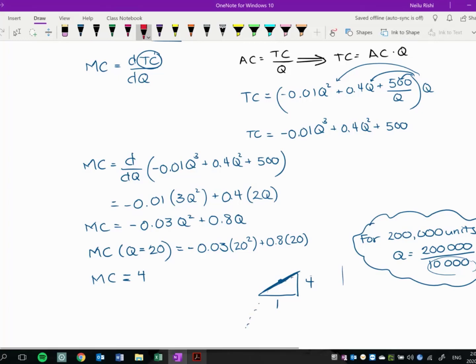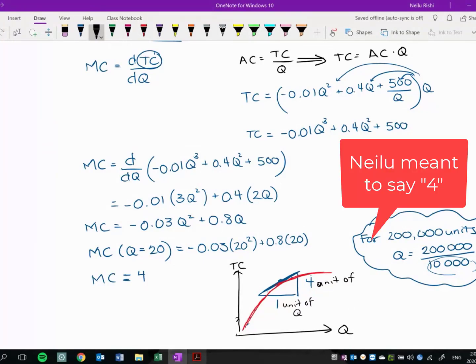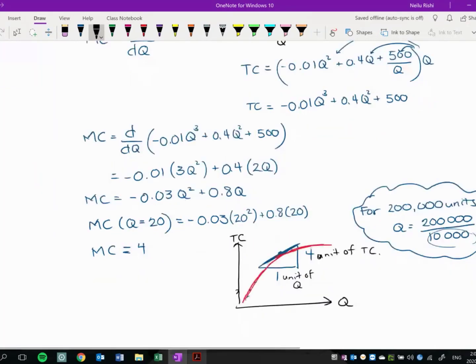If this was my cost function, the vertical variable is going to be what? What are the units of the vertical variable? So cost is going to be on the vertical axis, total cost versus quantity. So this is 1 unit of Q, and this is 1 unit of TC. So this is 4/1, really.